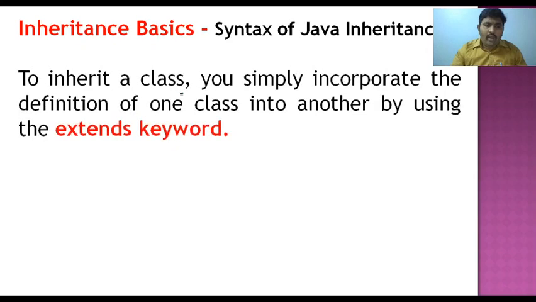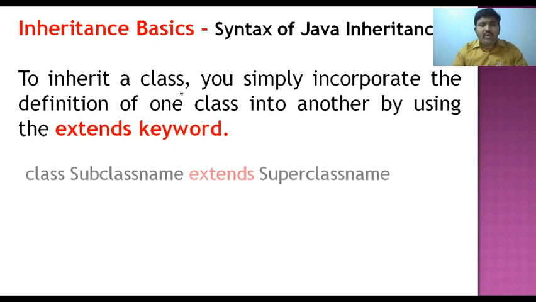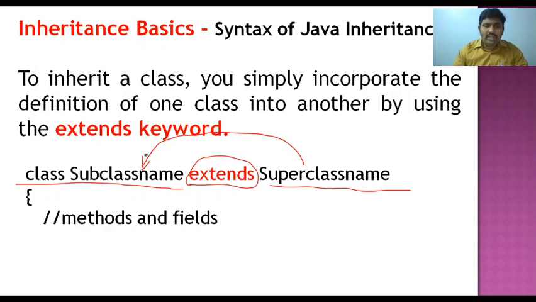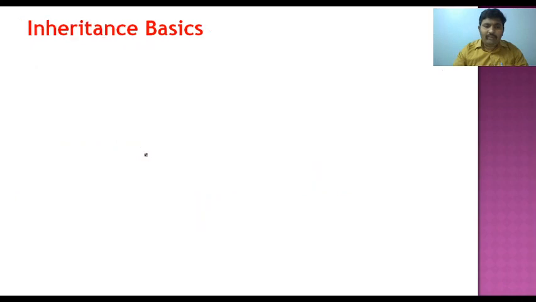So how we can achieve inheritance programmatically is by using a keyword called extends. Here we have a subclass name and we have our superclass. Between the subclass and superclass we use the keyword extends. With the help of extends, the superclass properties, methods and variables can be inherited by the subclass. So this is how we write the program.